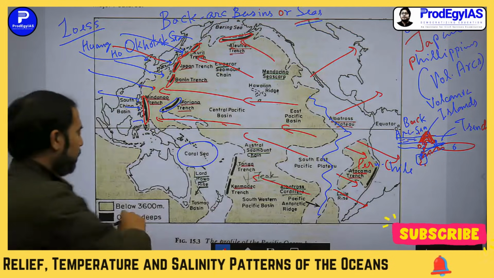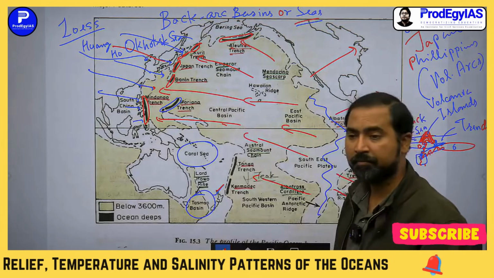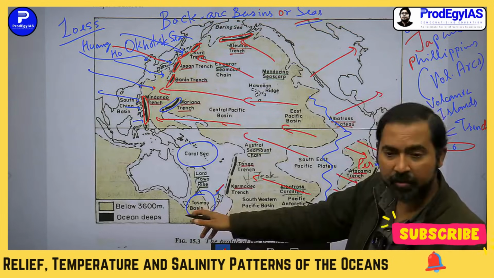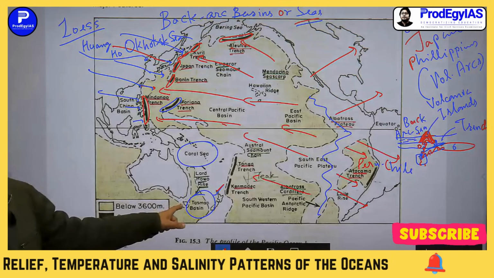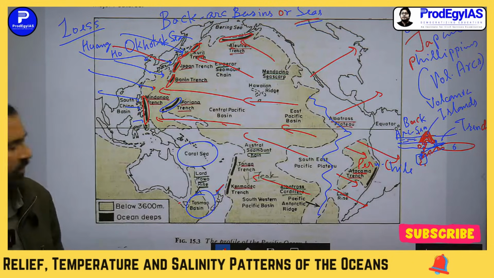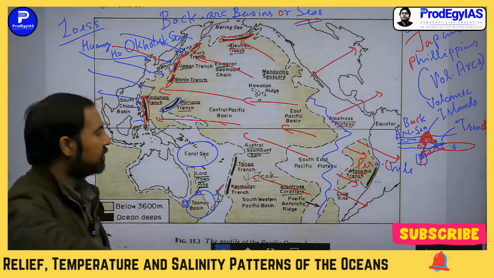And on the southern part, this is Tasman Sea or Tasman Basin. Nearby Tasmania, you know Tasmania? On the southern tip of Australia, this small island is known as Tasmania, and by its name, it is known as Tasman Basin.